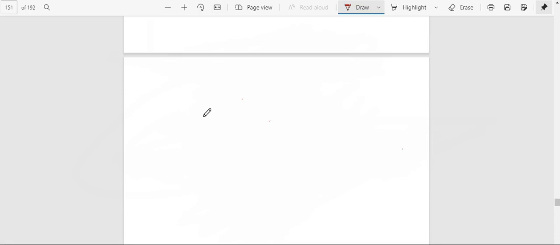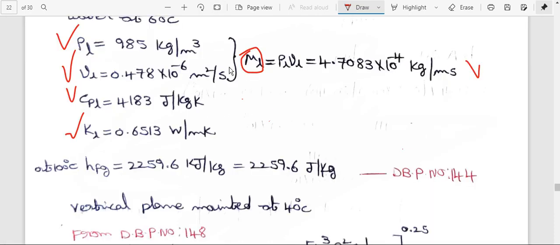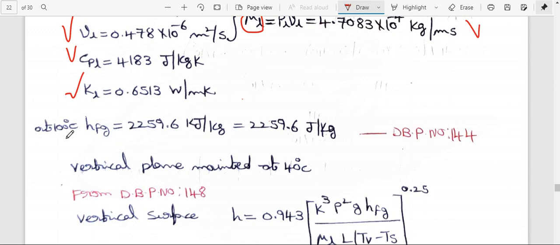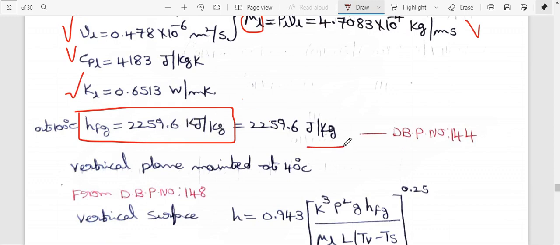So we have to take from the data book page number 144: HFC value is equal to 229.6 kilojoule per kg. We have to convert it into joule per kg. So this is the HFC value. The HFC value is common for condensation and boiling concepts.